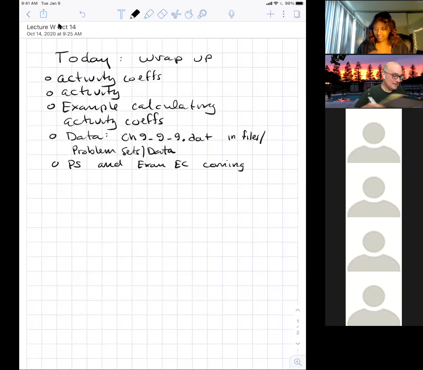So today I have three pages of lecture notes, which is about half a lecture, but I think it's going to be faster than that, to wrap up activity coefficients and then introduce activities. And then we'll do an example, taking some data. It's problem 9 in DeVoe.